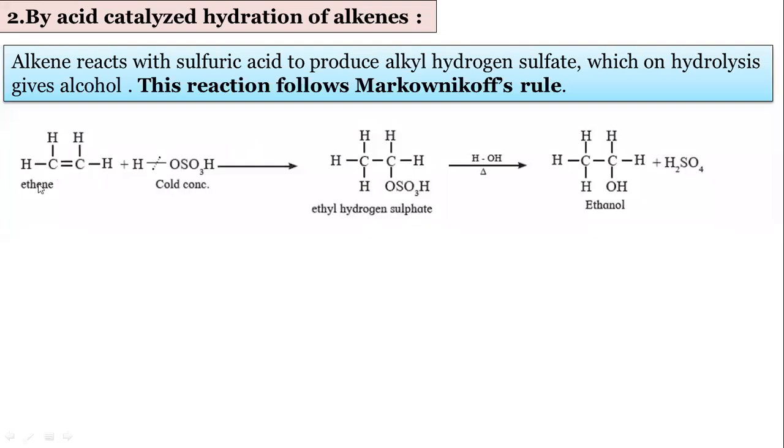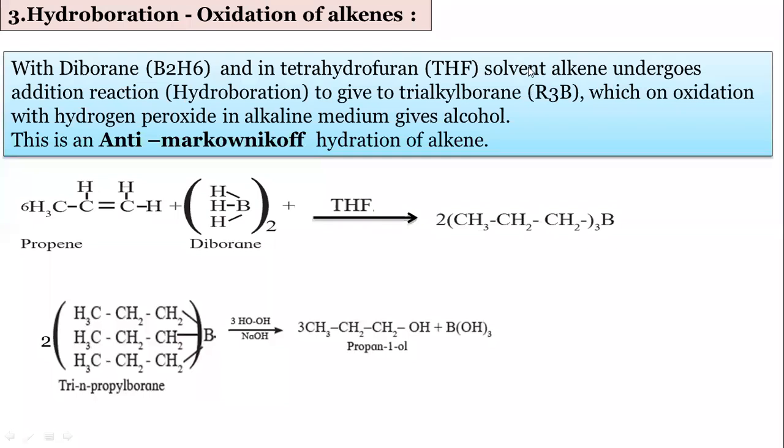Ethene, you can take propene. If propene is taken, we have to use Markovnikov's rule. Because propene is unsymmetrical and ethene is symmetrical, there is no problem of attaching the OSO3H. But if you take propene here, you will face a problem where the OSO3H group is attached. This problem is solved by Markovnikov's rule. According to Markovnikov's rule, it will be attached to the carbon atom which contains fewer hydrogens. So this problem is solved.